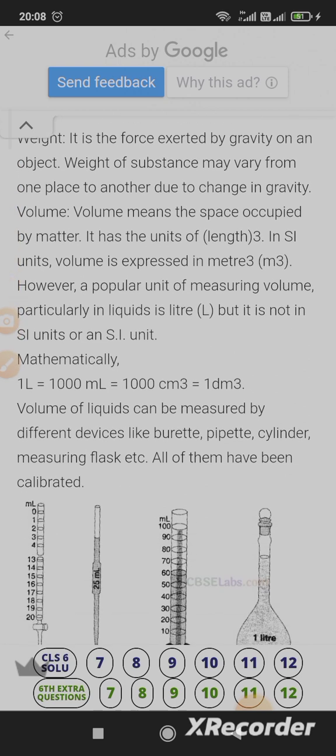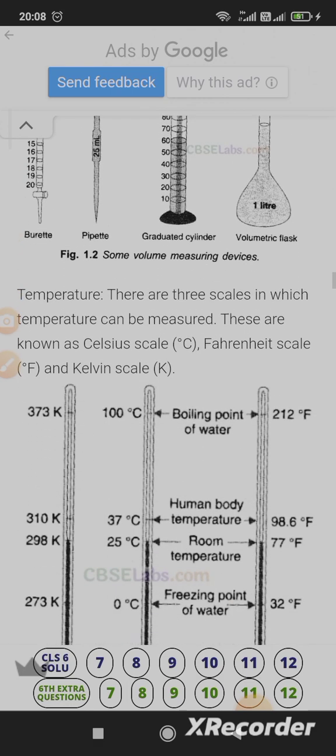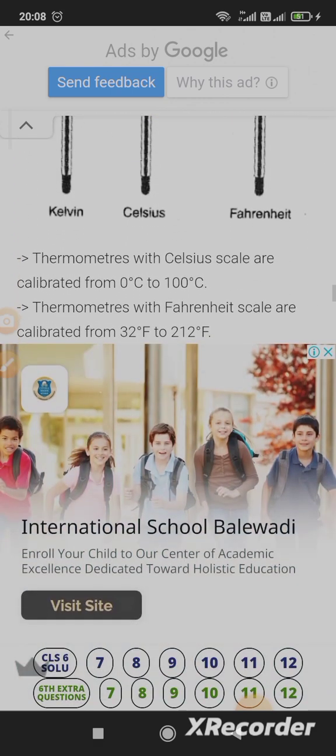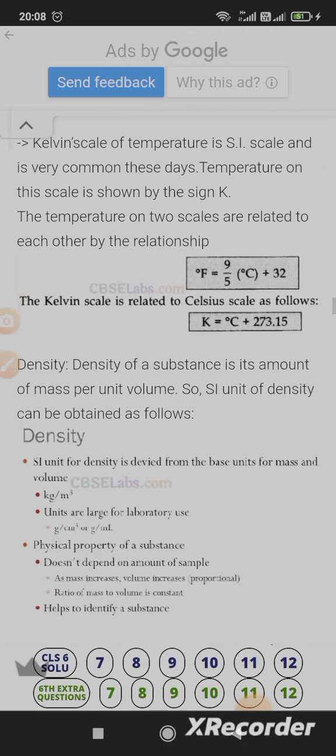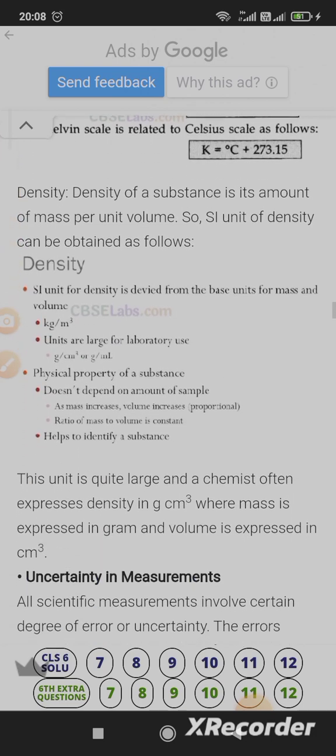Volume means the space occupied by matter. Density. Density of a substance is its amount of mass per unit volume. So the SI unit of density is kg per meter cube.